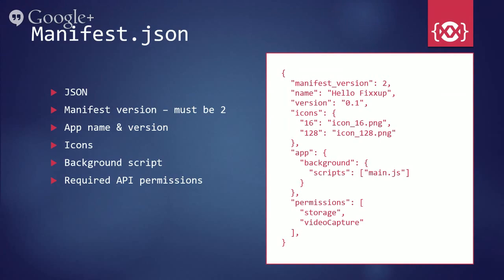Icons. Now, icons come in 2 or more sets. 16 size, 128 size. You can put in a 48 one, all sorts of sizes you want. And then also a section. And this section of this manifest makes your application a packaged app. It tells Chrome, this is a packaged app, and please start it at main.js. The application wants to use your camera, please approve.